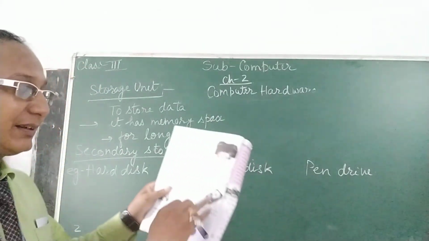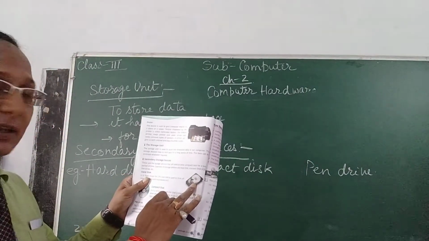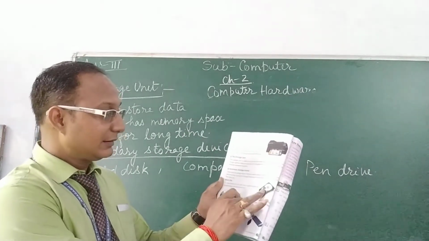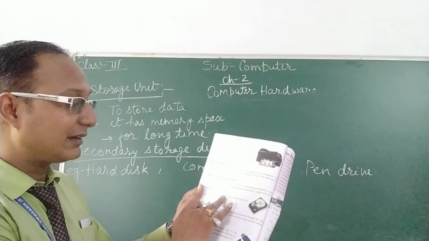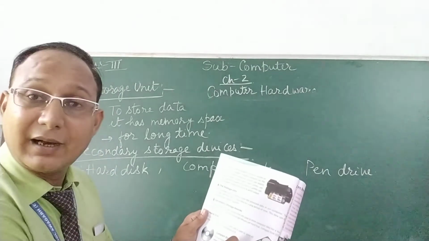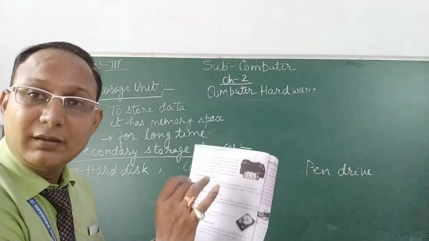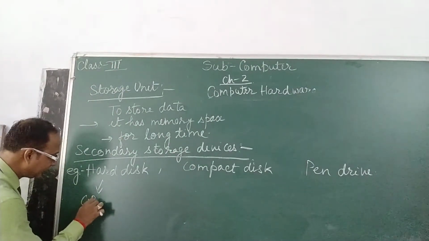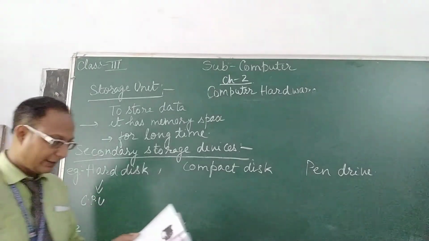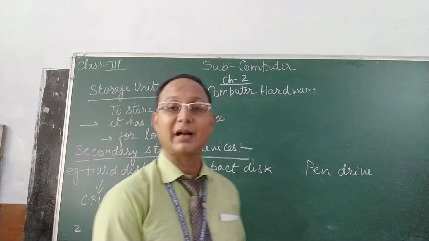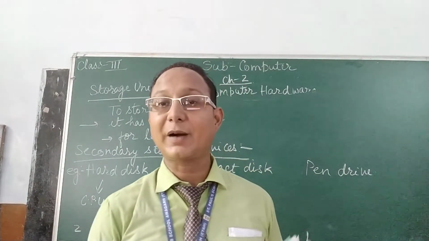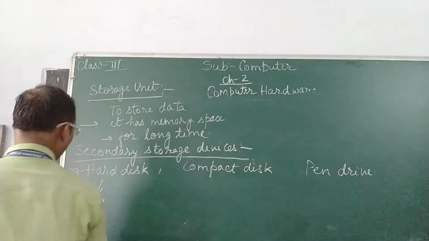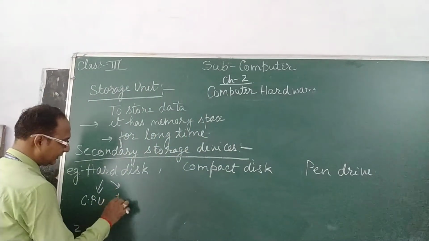What is hard disk? You can see the pictures available in the book on the right side of the text. This hard disk is fixed inside the CPU case. So where is this hard disk? This is inside the CPU and is used to store all important data and information. So what is the work of hard disk? It stores all important work and information in it.